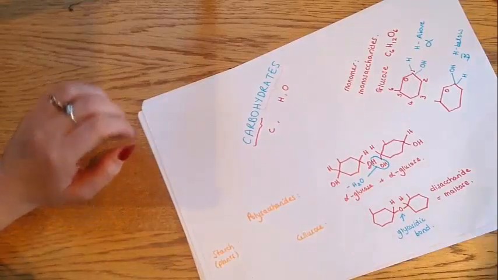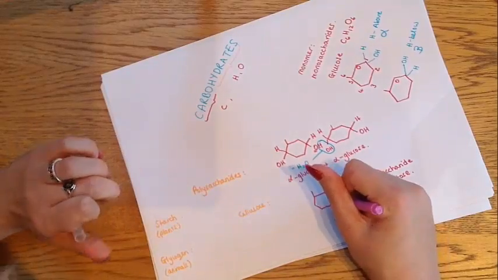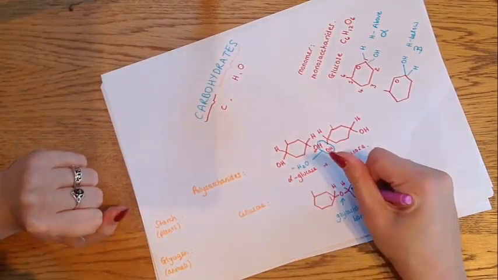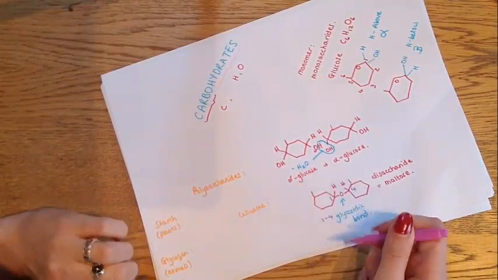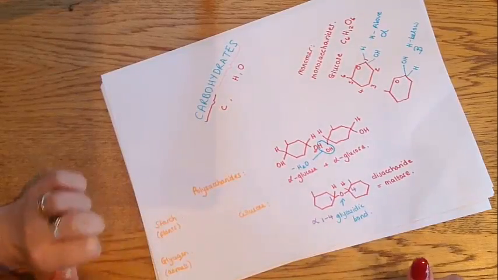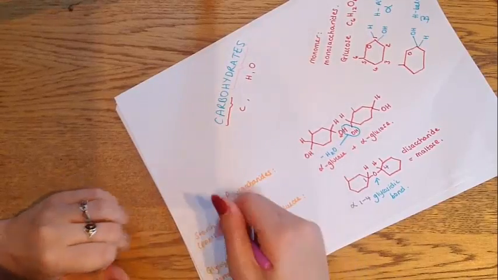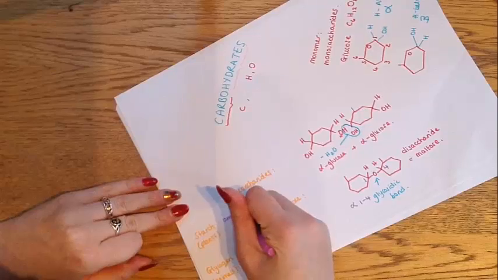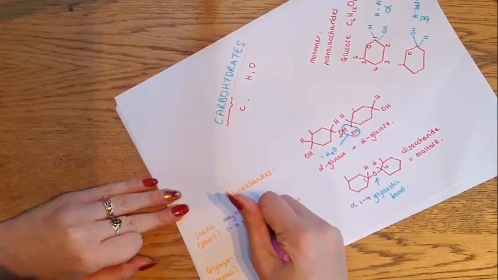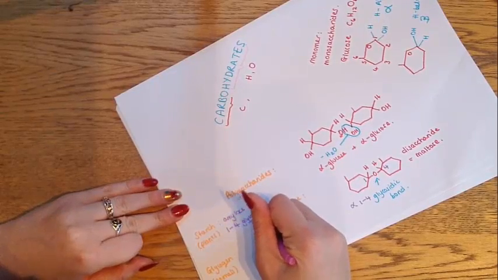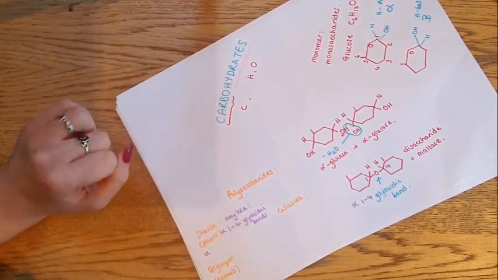If we go back to the structure of our disaccharide, we'll see that our glycosidic bond is between carbon 1 on that glucose and carbon 4 here. So we can call it a 1,4 glycosidic bond, and because these are both alpha glucose, we can call it an alpha 1,4 glycosidic bond. That bond is characteristic of amylose, which is found in starch. There are lots of alpha 1,4 glycosidic bonds, because starch is made up of lots and lots of alpha glucose.